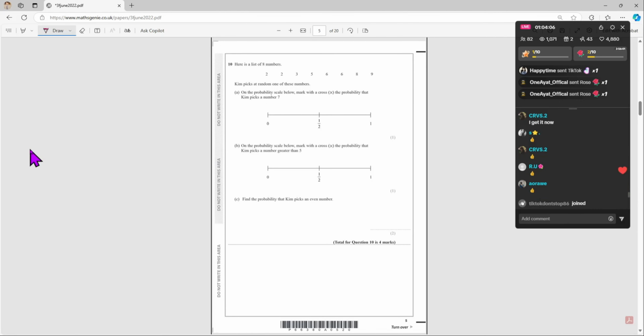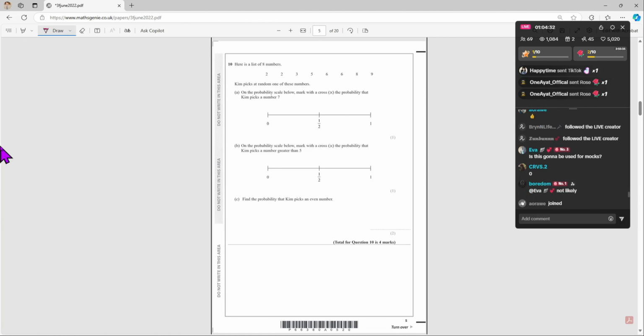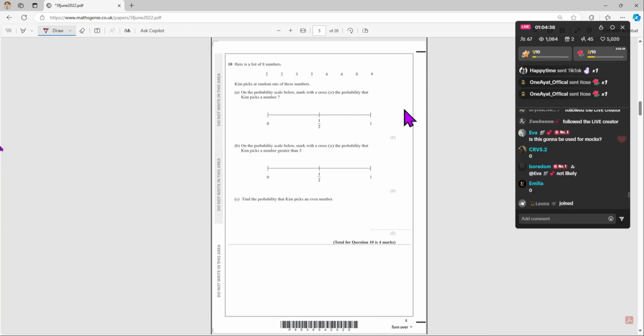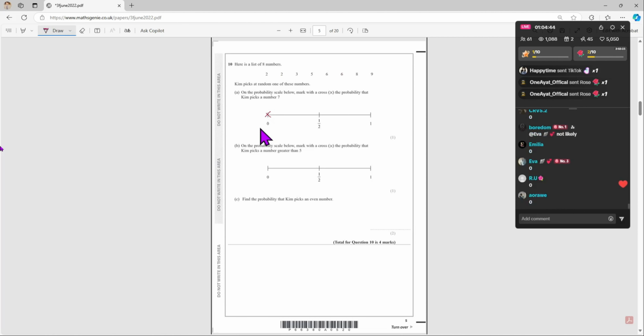So, we have question number 10. We have a list of 8 numbers: 2, 2, 3, 5, 6, 6, 8, and 9. Kim picks at random one of these numbers. On the probability scale below, mark with a cross the probability that Kim picks a number 7. So as you can see, we have no 7s in this whole list, meaning that the probability is going to be 0. That was a trick question.